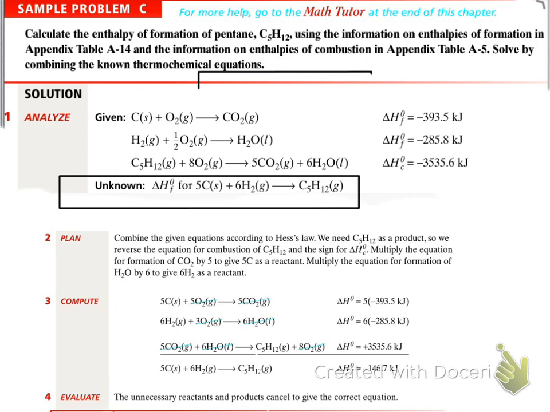Change of heat of formation for 5 moles of carbon plus 6 moles of hydrogen gas, yielding 1 mole of pentane gas. Okay, so combine the given equations according to Hess's law. We need C5H12 as a product, so we reverse the equation for the combustion of C5H12, because this is not a product here. C5H12 is a reactant here, so we've got to reverse that equation.